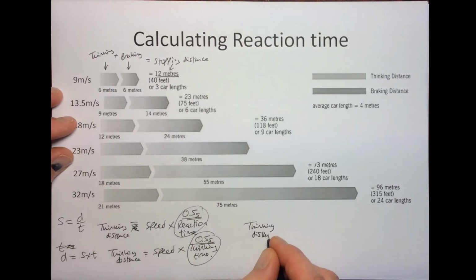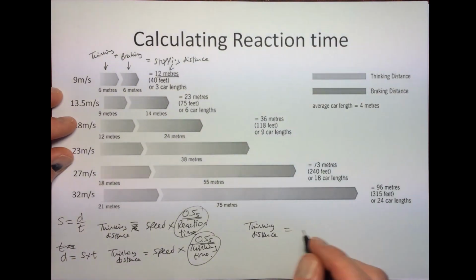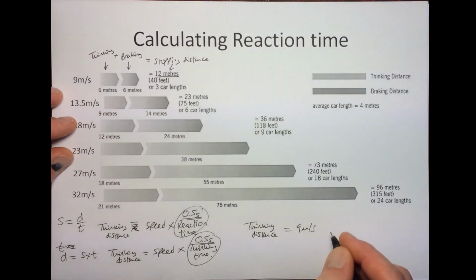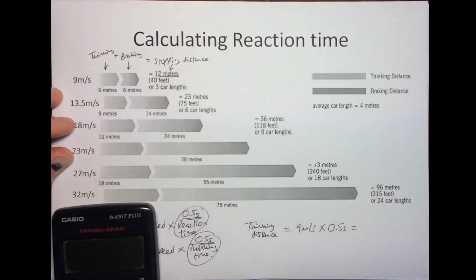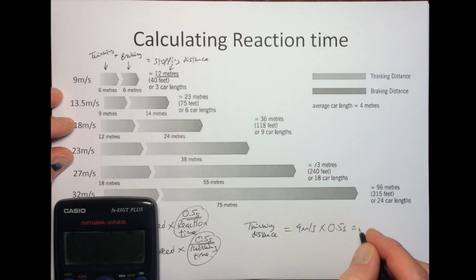distance is going to be equal to some sort of speed, whatever it is, okay? Let's say it's 9 meters per second. It's going to be 9 meters per second multiplied by 0.5 seconds. What does that give you? Well, if you were to work that out, you'd have 9 multiplied by 0.5. Obviously, it's going to give you 4.5 meters, okay?